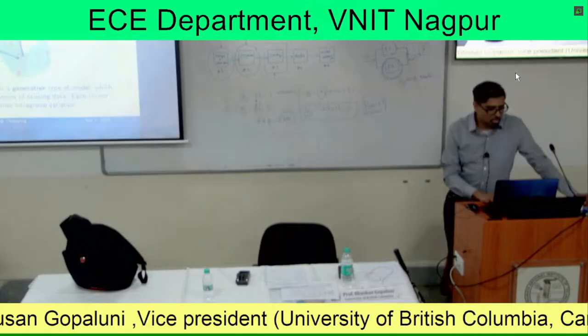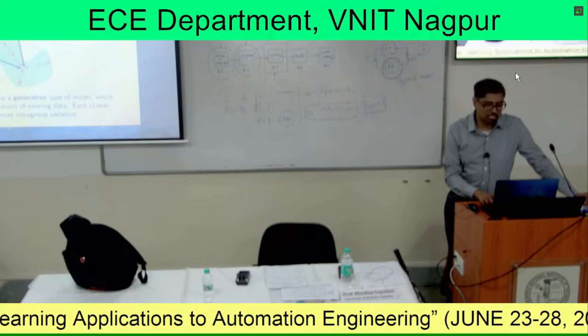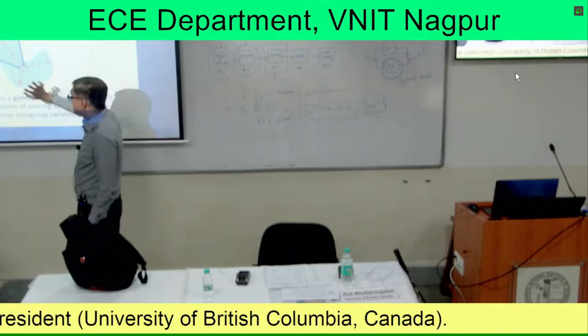On the other hand, clustering is a little different. Clustering is a generative type of model, and it aims to find groups or underlying distributions of existing data. There are no labels in clustering. Each cluster maximizes intergroup variation and minimizes intragroup variation. So what does it mean? Now I have here three different clusters. From the perspective of the algorithm, they're all the same. Okay, so visually we can see there are three different clusters. We want the algorithm to identify these clusters from the data.